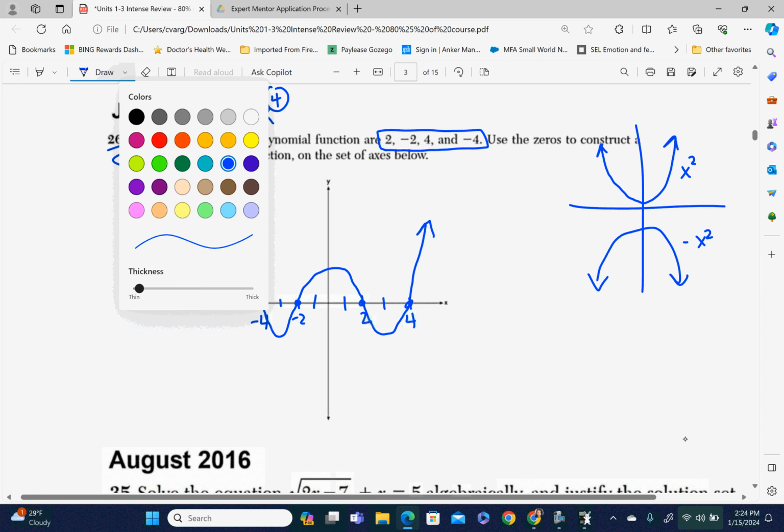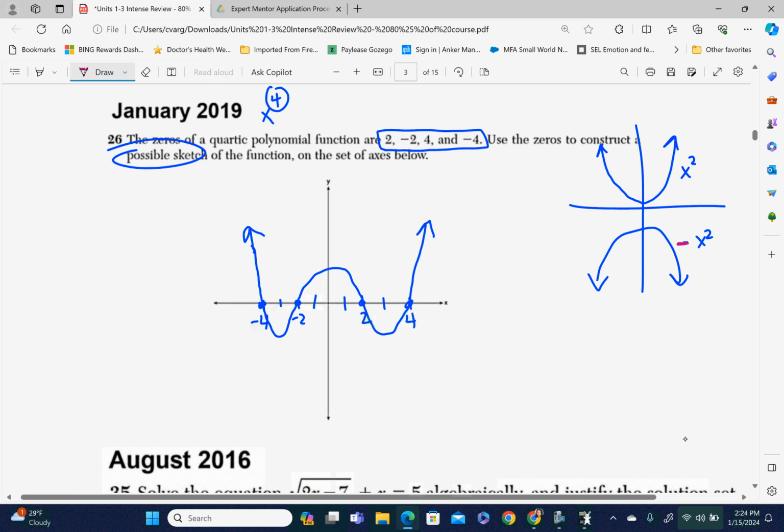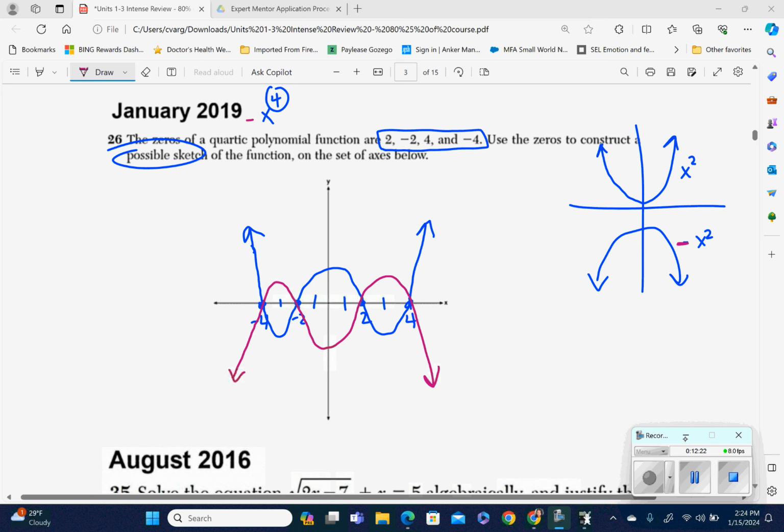That's one possible sketch. Another possible sketch is if I had a negative leading coefficient, like a negative x to the fourth. What could this look like? It would look like the flip. So I could go something like this, come down, come up, come down, and both ends would be facing in the down direction. So I can draw either the blue graph that I just drew or the burgundy/red graph that I just drew. Either one. Don't draw both.